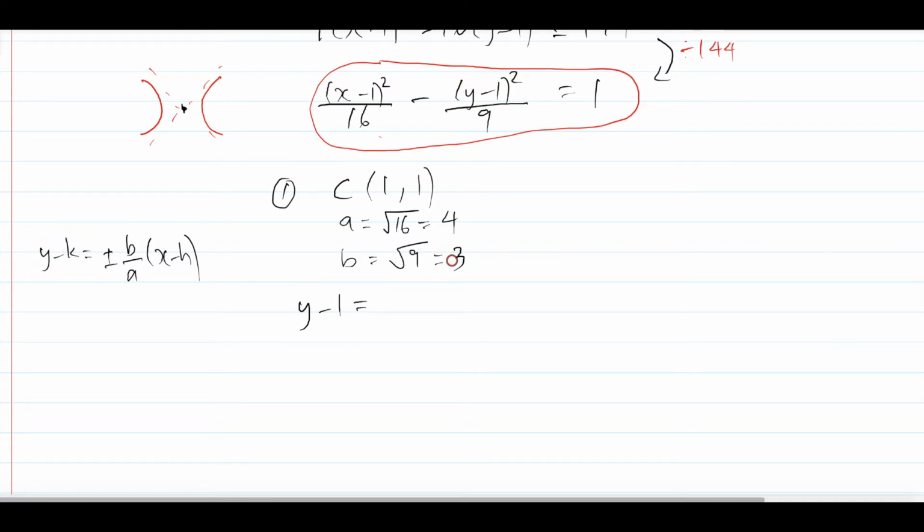b over a, we know b is 3, a is 4. And bracket, oh, don't forget the plus minus. There should always be 2 equations. That's why you get a cross, or you get 2 asymptotes. And then it's x minus 1. Okay. Afterwards, you can expand the bracket, get your 2 equations. I'll do that quickly over here.